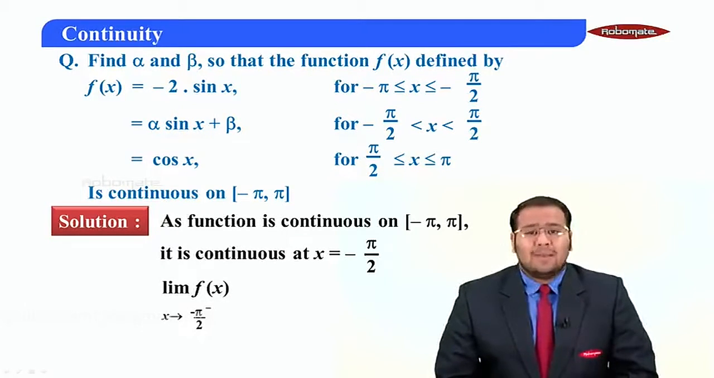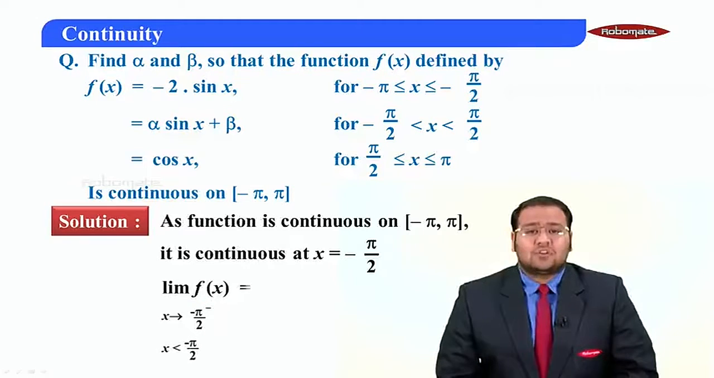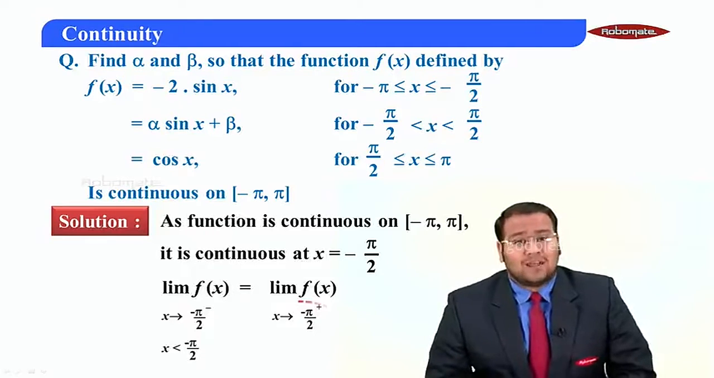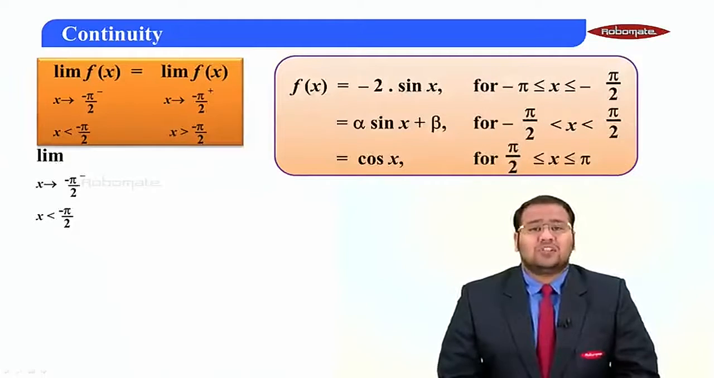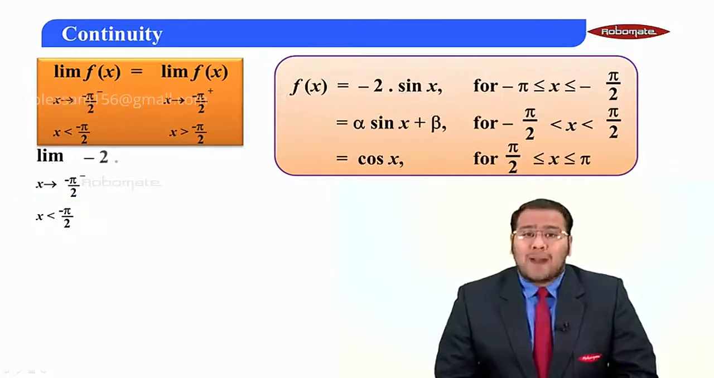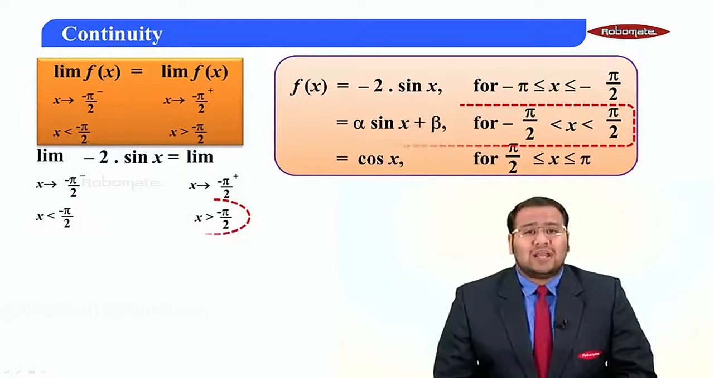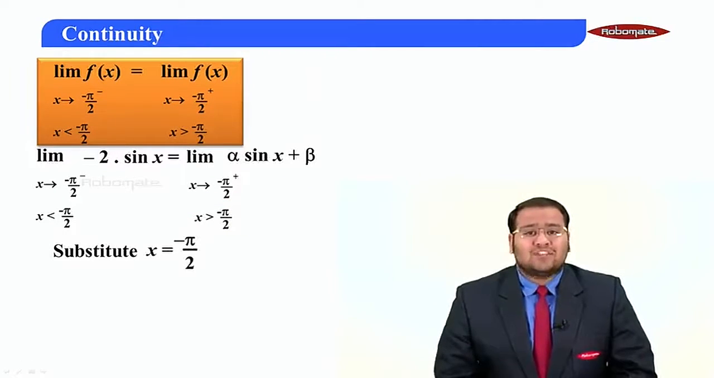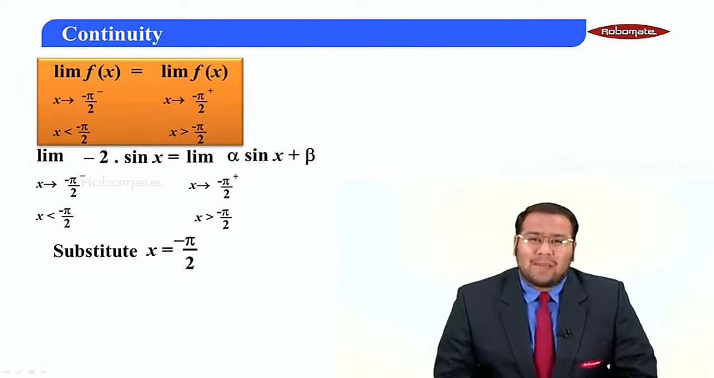So I can say limit x tending towards pi by 2 minus f of x should be equal to limit x tending towards pi by 2 plus f of x. So in this case, equating both equations, what are the equations? For pi by 2 minus, it is minus 2 sine x, and for pi by 2 plus, the equation is alpha sine x plus beta. So we know it is continuous at minus pi by 2. So substitute x as minus pi by 2.